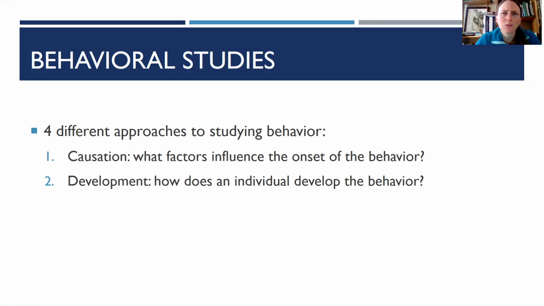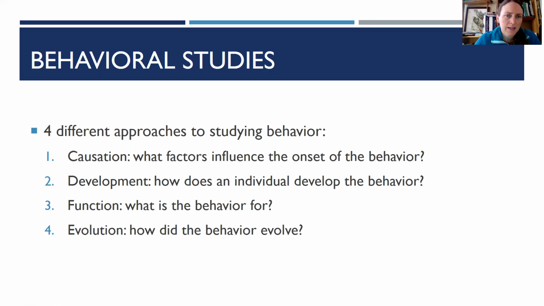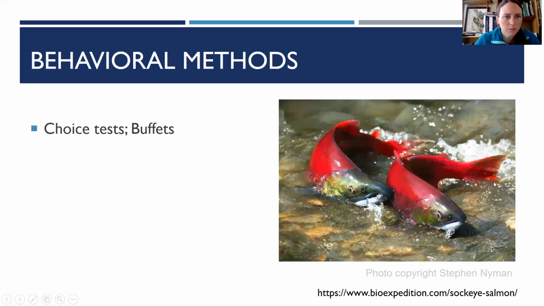Development. How does an individual develop the behavior? When does the behavior start? Is it something that an adult does or a juvenile? Function. What is the behavior for? Does it serve a purpose? And evolution. How did the behavior evolve? Did animals used to do something differently and they've evolved new behaviors? These are some really cool questions you can ask about organisms.